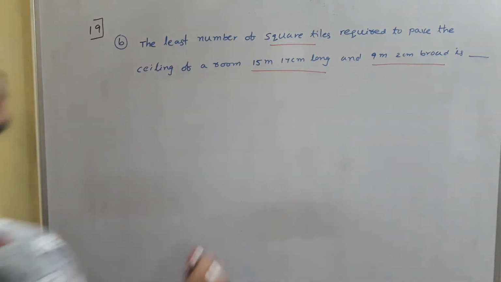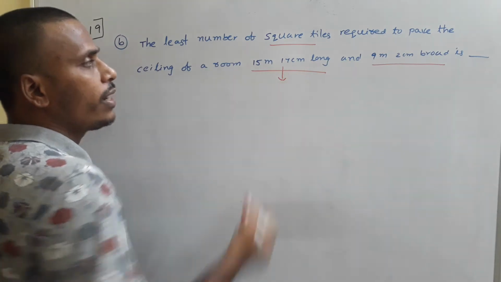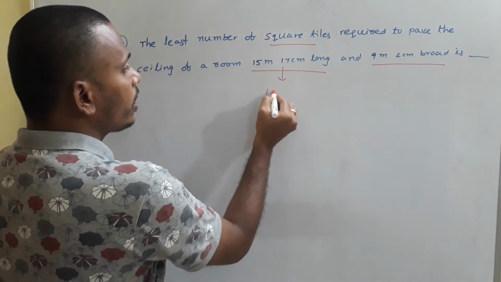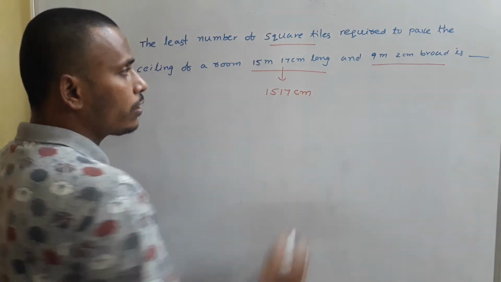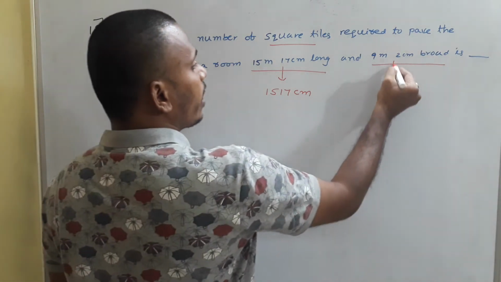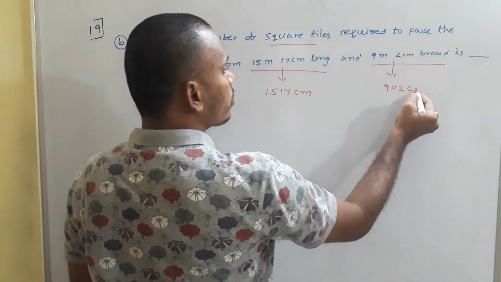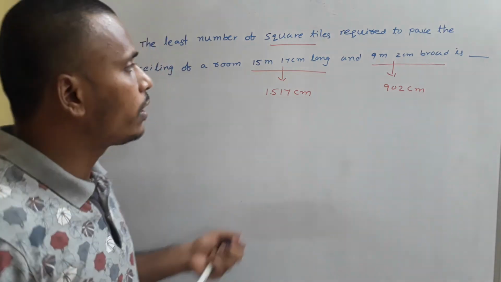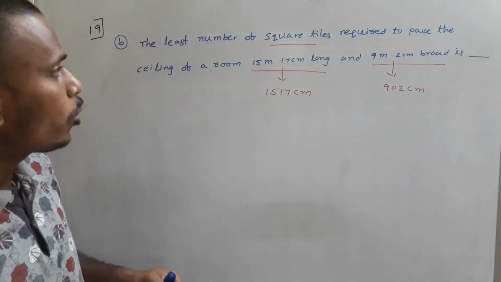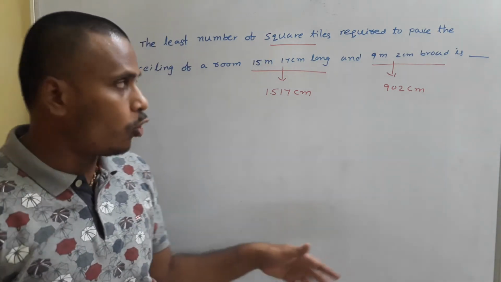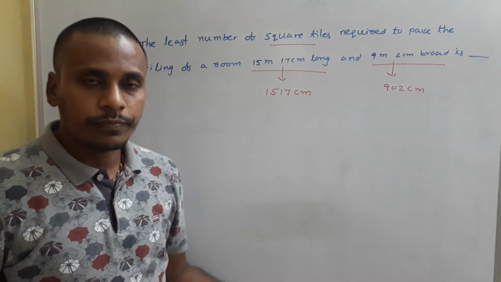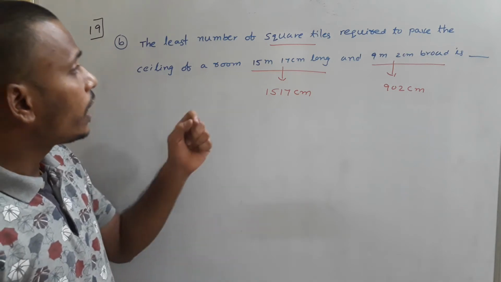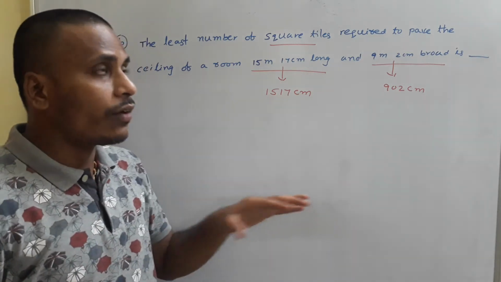First of all, you convert everything into centimeters. 1 meter is 100 centimeters, so 15 meters 17 centimeters is 1517 centimeters, and 9 meters 2 centimeters is 902 centimeters. There is a room whose ceiling dimensions are 1517 centimeters and 902 centimeters. We need to cover that ceiling or floor with square tiles, and we need to find the least number of square tiles required.